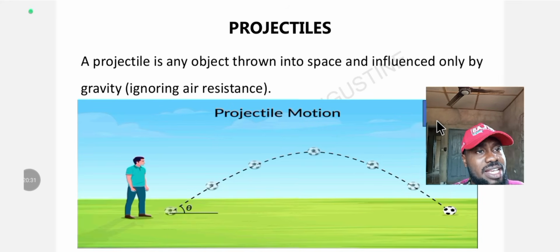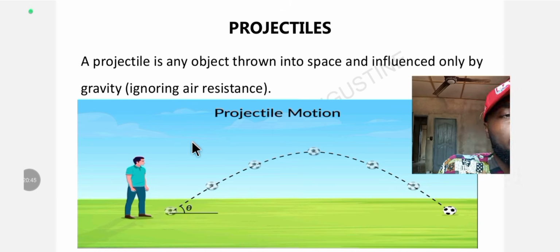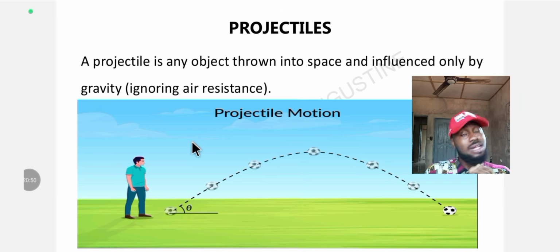The next topic we have here is projectile. And what is a projectile? A projectile is any object thrown into space and influenced only by gravity, ignoring air resistance. I will explain. In the absence of air resistance, that's when projection occurs. That's when you see projectile motion. A projectile motion is the motion of a projectile.